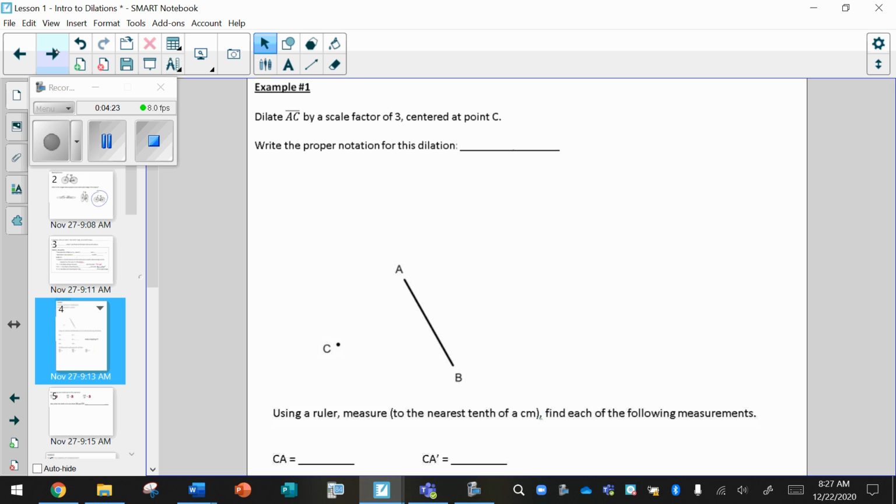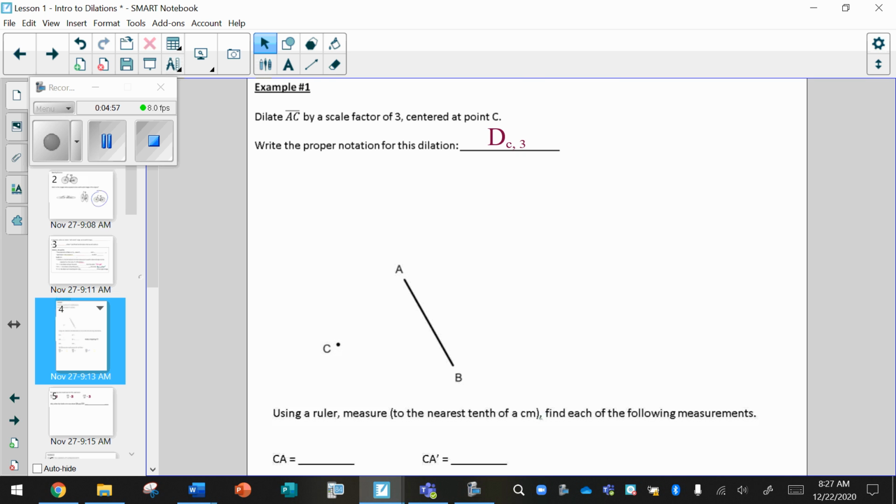All right, so we're going to do a dilation construction. So go get your compass and straight edge. We're going to dilate segment AC by a scale factor of 3, centered at point C. So the first thing I want to practice is writing the proper notation for this dilation. Remember, it starts with a capital D. We need the center of dilation, and we need the scale factor. So our proper notation is a capital D for dilation, C is our center of dilation, and then 3 is our scale factor. So let's do the dilation.